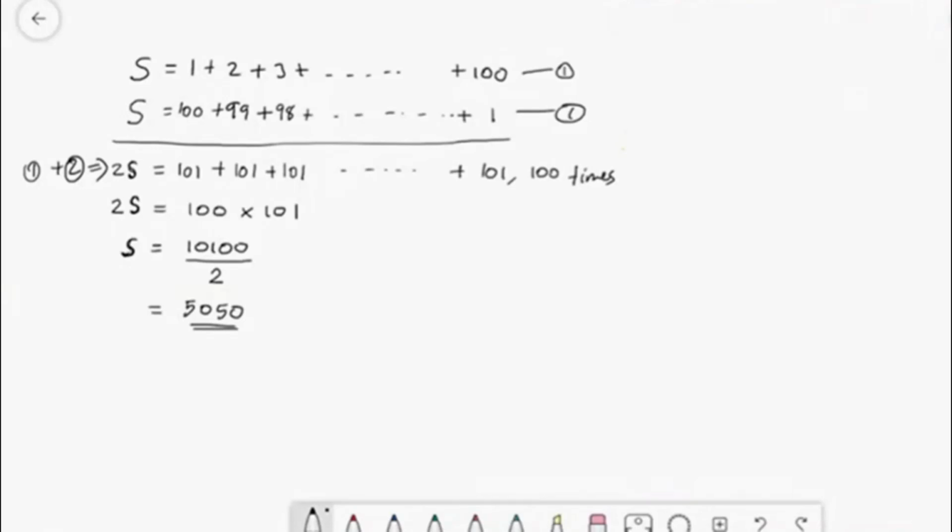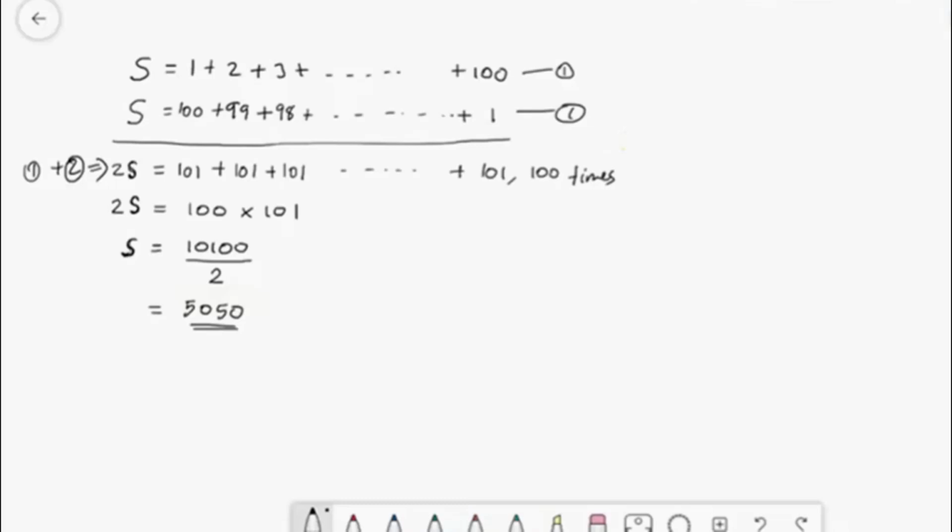If you continue like this, in the middle you will get 50 plus 51, and the sum will be 101, and so on. And the final term will be 100 plus 1, that is 101. So you will get 101, 100 times. Now you want to add all these 101s. That means 100 times 101. So you can write 100 into 101.